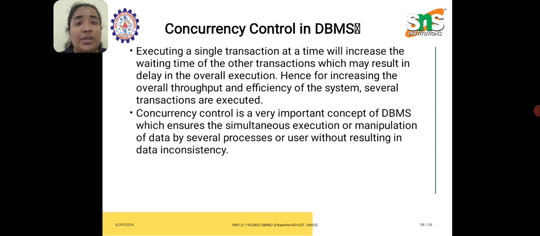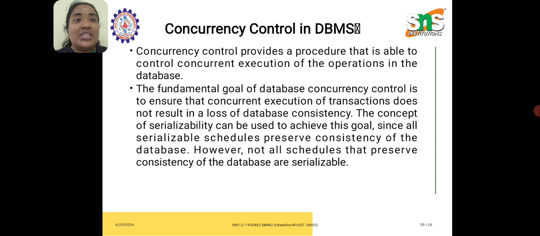It is a very important concept of DBMS because simultaneous execution or manipulation of data by several processes or users without resulting in data inconsistency is achieved through concurrency control. Concurrency control consists of many operations in the databases, with procedures to control concurrent executions. Next, we also use serializability to achieve this goal. Since all serializable schedules preserve the concurrency of the databases, but not all schedules that preserve the concurrency of the databases are serializable.